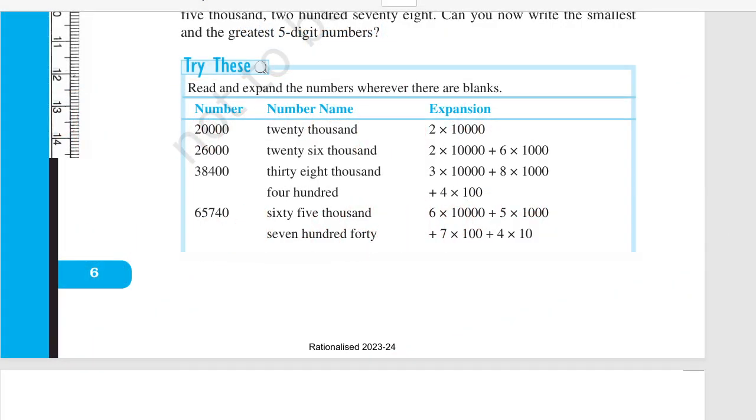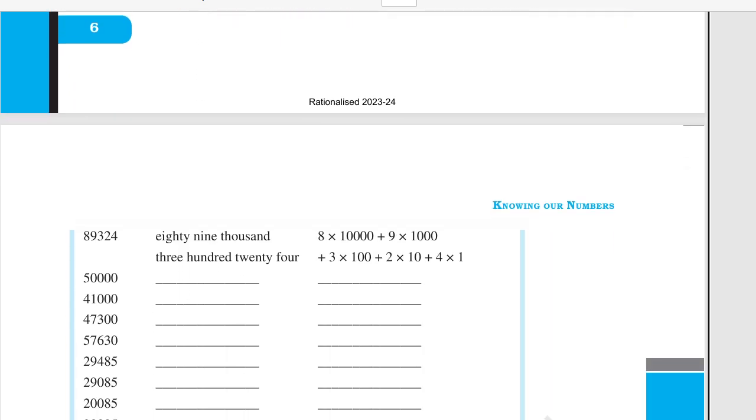Look, 2, and after that ones, tens, hundreds, thousands, 10,000, means 20,000 is there. So 2 multiplied by 10,000, because it is in the place of 10,000. Like this we have done. Next, the question given is 5, and after that 1 2 3 4 zeros.